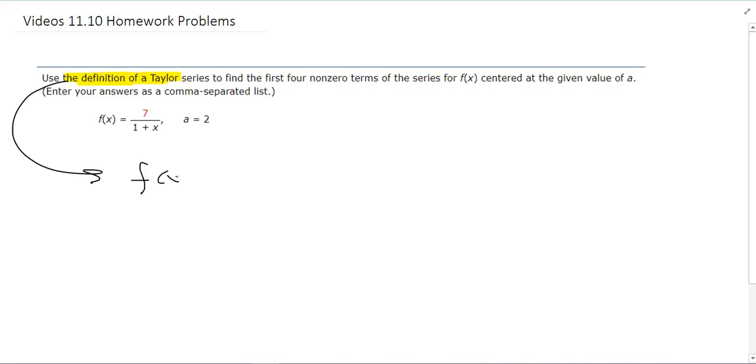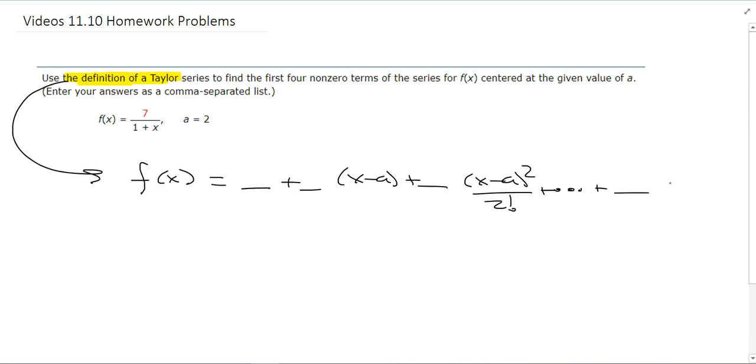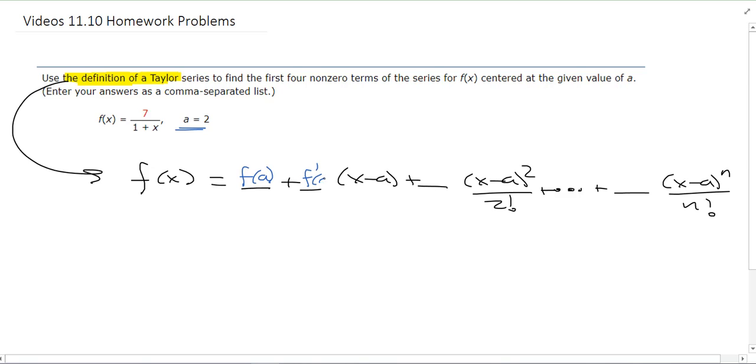The definition is that f of x is equal to, this is what I talk about in class, the blank, plus blank times x minus a, plus blank times x minus a squared over 2 factorial, and so on. And what are the blanks? The blanks are our function values. In this case, because we're not at zero, it's not a Maclaurin series, it's a Taylor series, centered at a. So each corresponding derivative evaluated at the center.